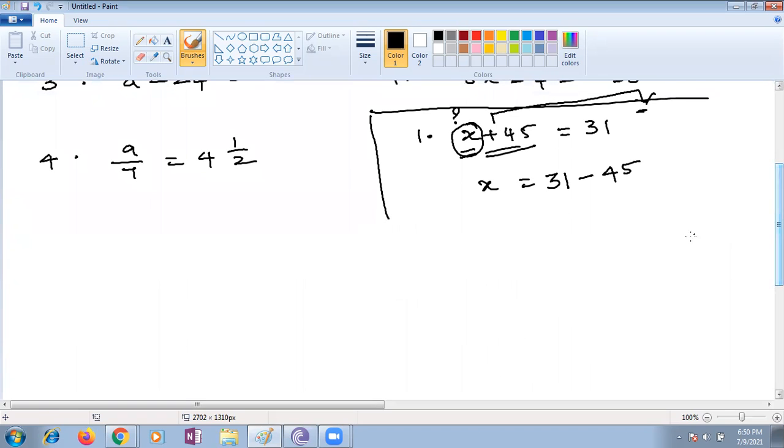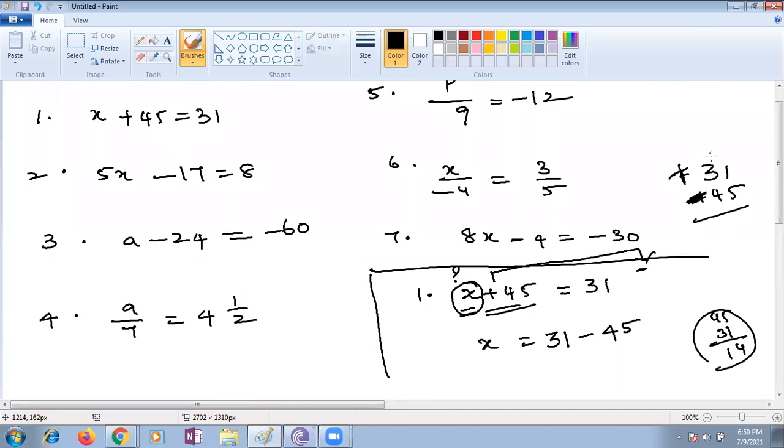45 minus 31. What is 45 minus 31, children? 14. But the greater number has the minus sign. 45 has the negative sign, so it's minus 14. X is equal to minus 14. If you add minus 14 to 45, you will get 31.